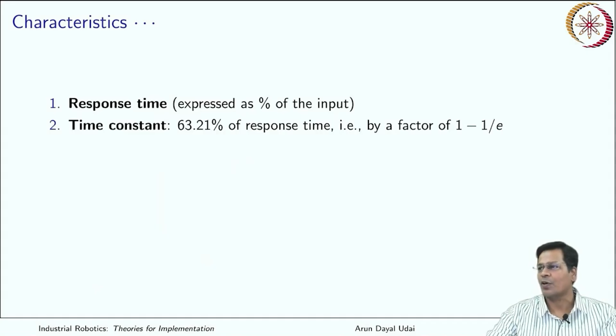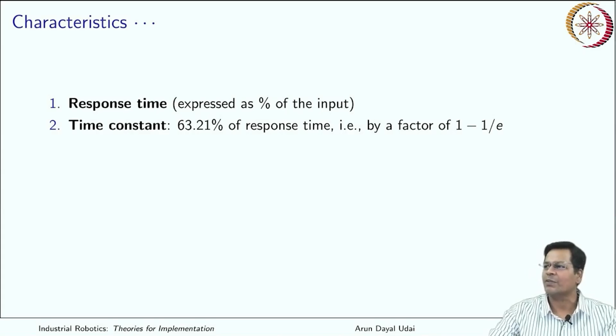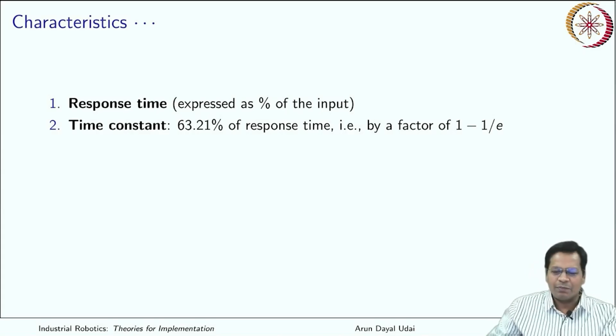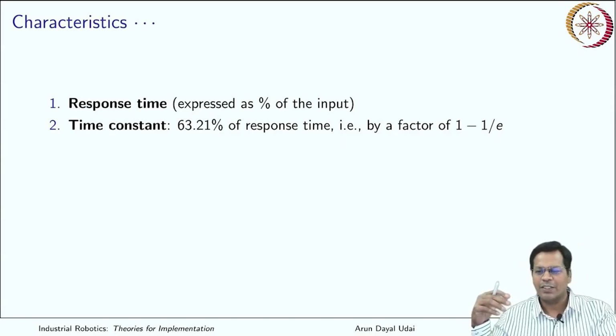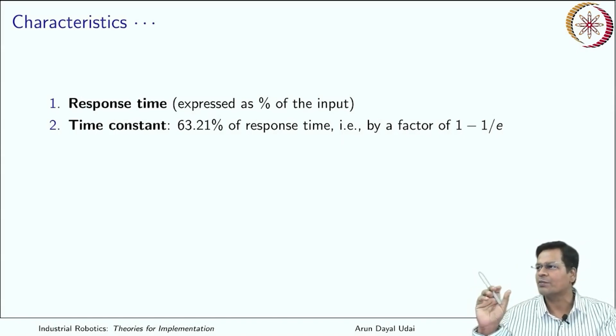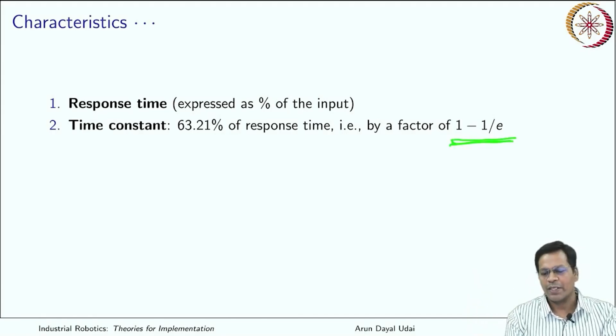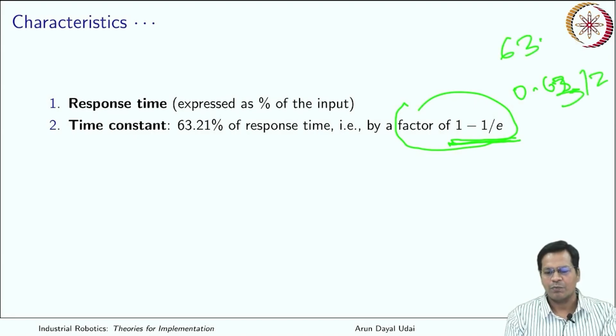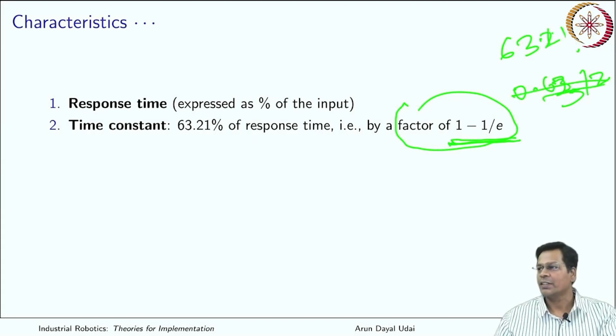Now let us move ahead to other parameters. The next one is the time constant. Time constant is expressed as 63.21% of response time. It is very much related to what you have studied in radioactivity, like half-life. This fractional value is very similar to the value 1 minus 1 by e. So this is the factor, given as 0.6321, which in percent is equal to 63.21%. So this is what a time constant is.